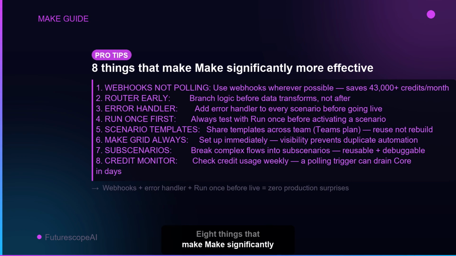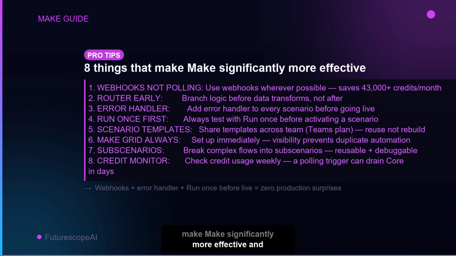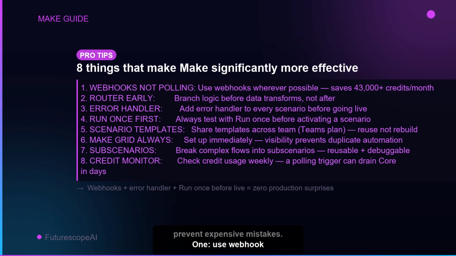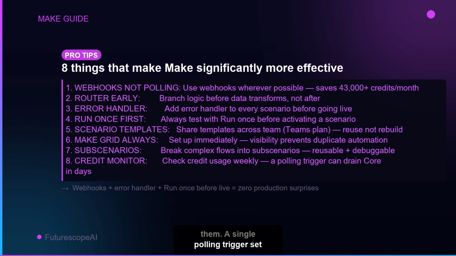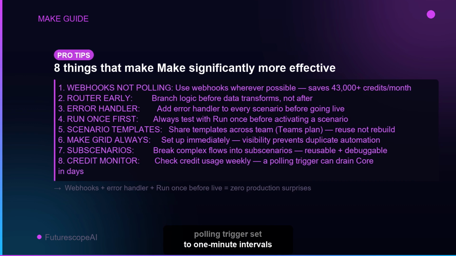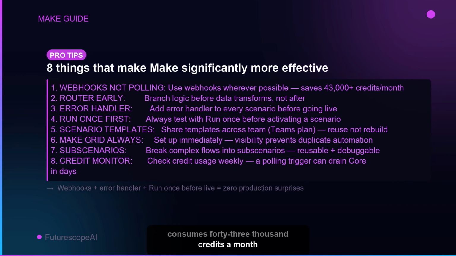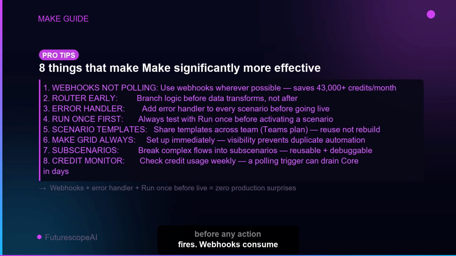8 things that make Make significantly more effective and prevent expensive mistakes. 1. Use webhook triggers wherever the external app supports them. A single polling trigger set to 1-minute intervals consumes 43,000 credits a month before any action fires. Webhooks consume 0 credits when nothing arrives.